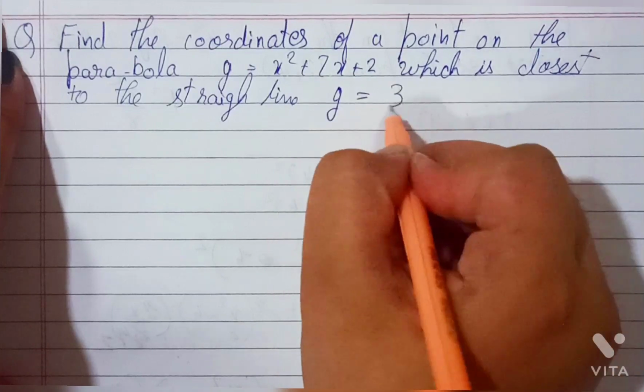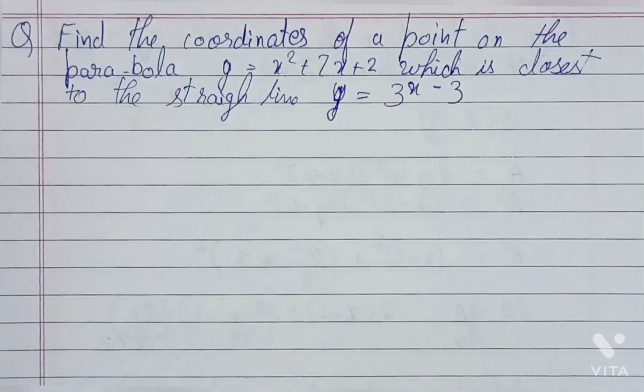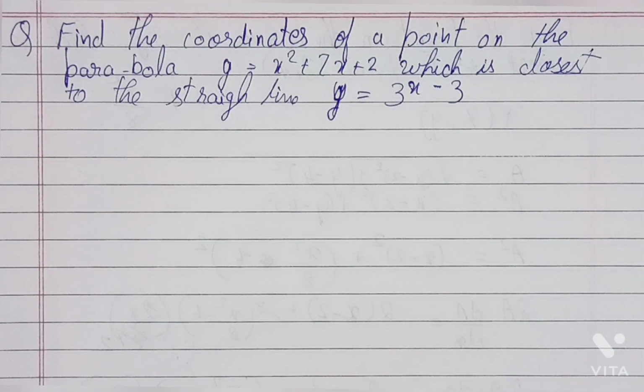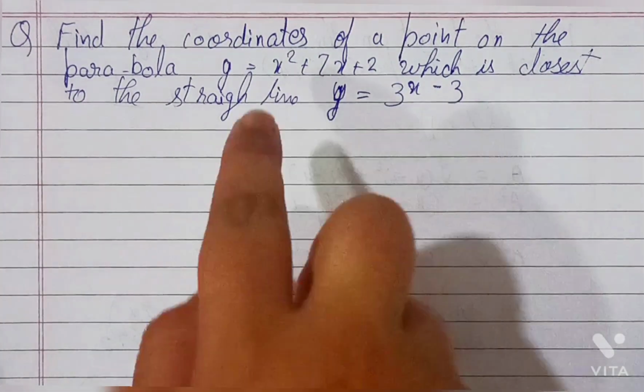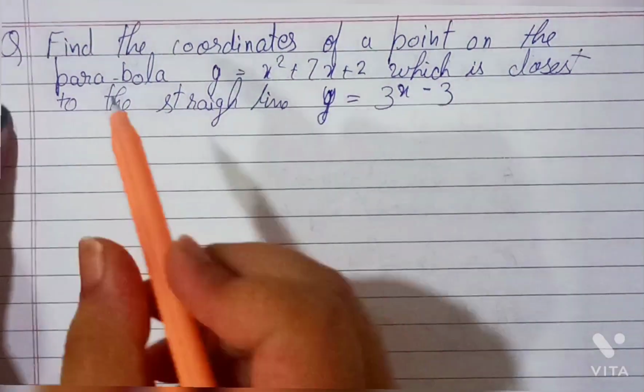Y equals to 3. This is y. Y equals to 3x minus 3. Okay. Now we need to find distance between these two. Shortest distance we'll find. So from that we'll find out that.